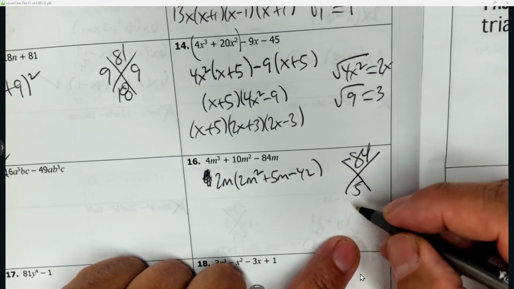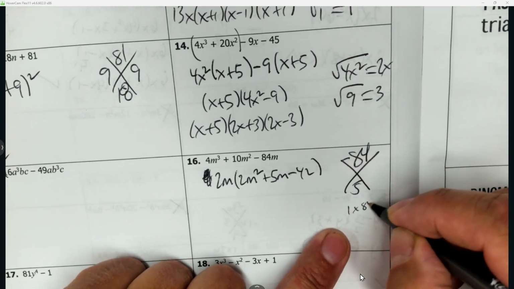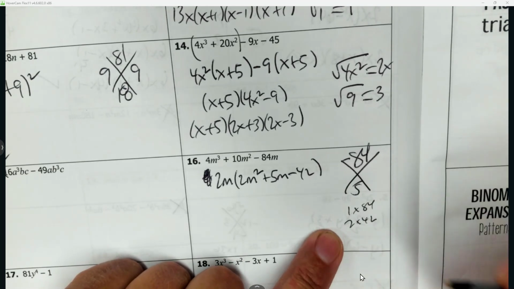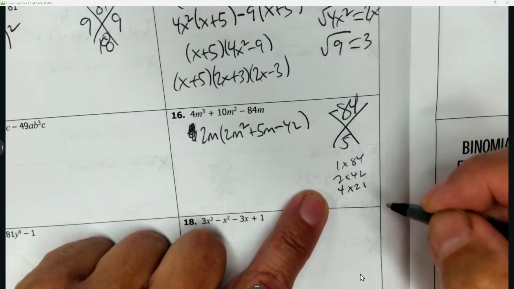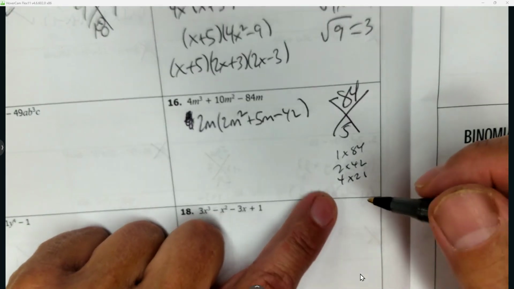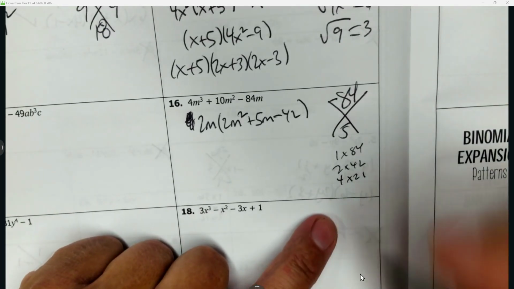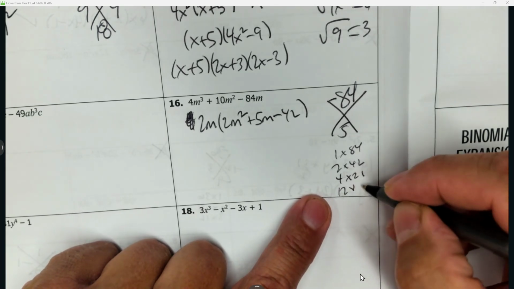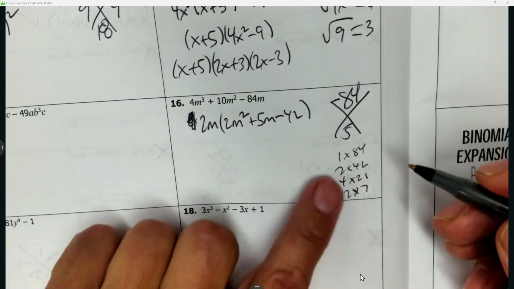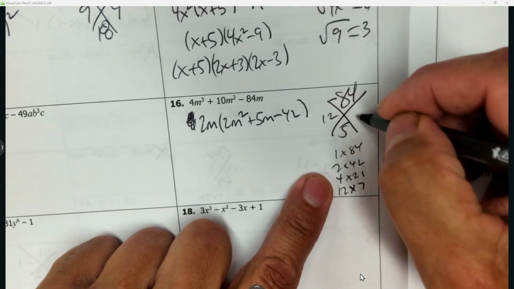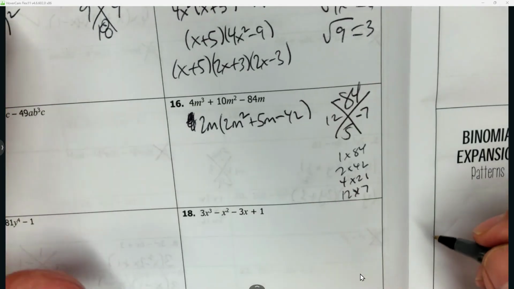84. 1 times 84, 2 times 48. None of those are working. 4 times 21. Nope. There's another one that could go in there. 12 goes in times 7. That's a good one, right? Because 12 times 7 is 84. So positive 5. So positive 12 and negative 7.